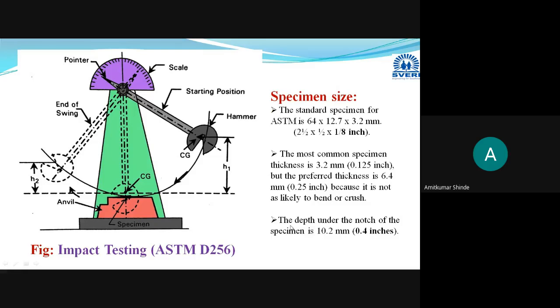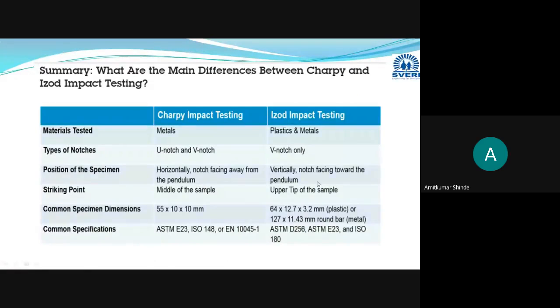Then here they have mentioned the depth of the notch. Whichever specimen is prepared, one notch will be there, and that notch depth will be 10.2 millimeter. You have to prepare a notch, and here I have collected some comparison points for the impact testing which we use for plastic materials, that is nothing but the Izod impact test. A V notch you have to prepare.